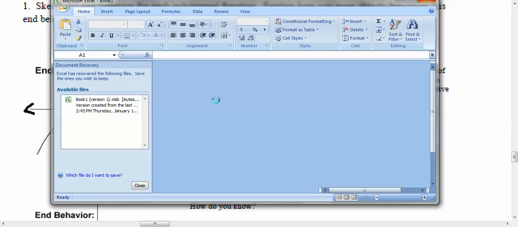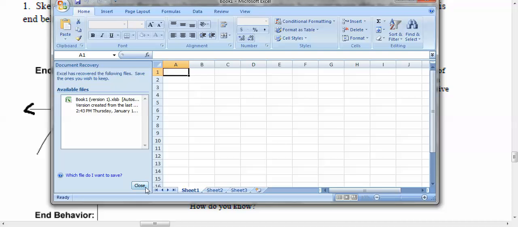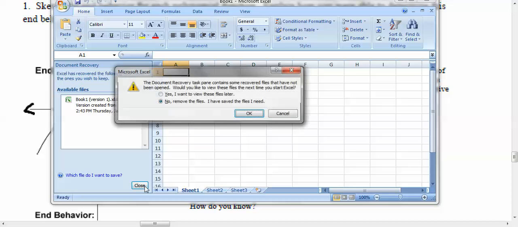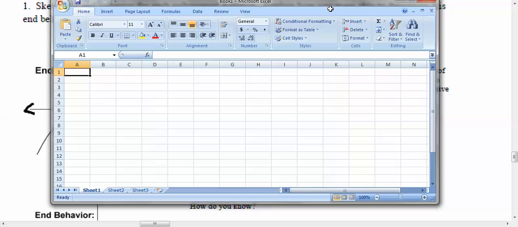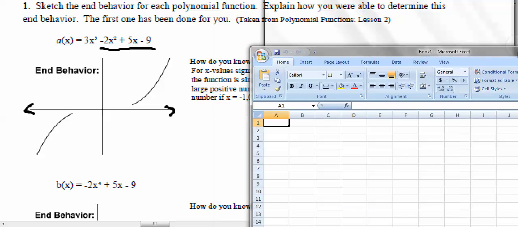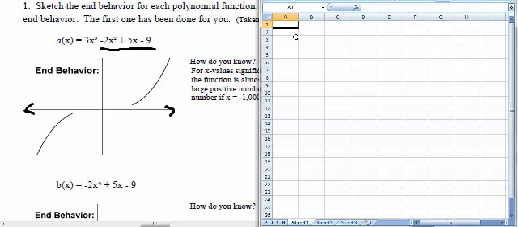Now what I'm going to do is plug in some numbers and see what happens. Okay, close that. I don't care about that. Here we go. All right, so check this out. I'm going to plug in a value for x. This is the function, and this will be another column. This will be the leading term. And then this will be the difference.